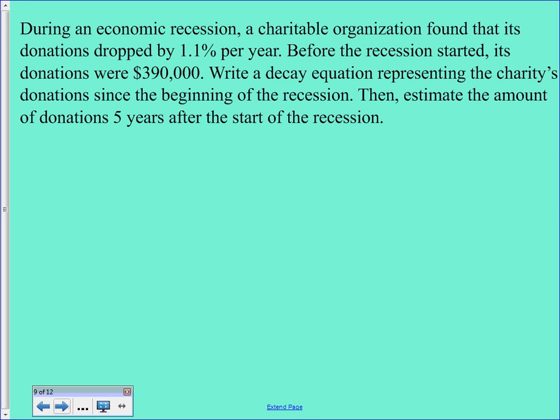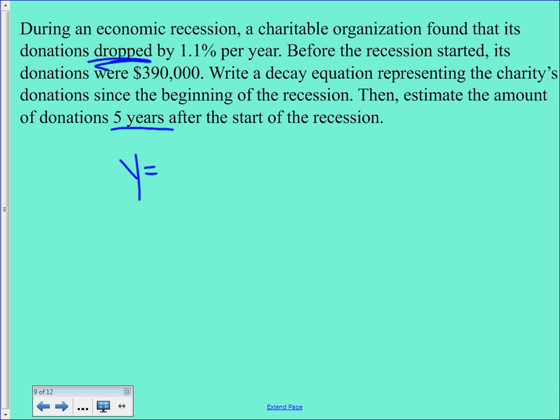All right, let's take a look at number 7. What I'm going to do is I'm going to set up the equation for you. Then I want you to figure out for me how much the donations were 5 years after the start of the recession. So when you're reading through this word problem, you're noticing that donations dropped. That's a negative term. It's going down, which means I need to use exponential decay. So let's write that equation.